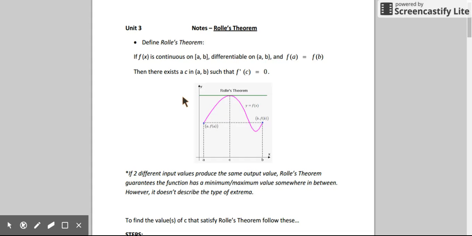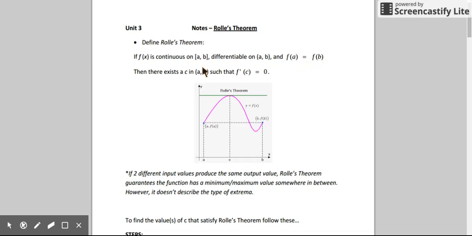More specifically, though, Rolle's theorem states that a function has to be continuous on a closed interval and differentiable on an open interval. That would just be the definition of an existence of a derivative. And if 2 inputs give us the same output, that's what this notation is saying. If I plug in a and I evaluate my function, that output must be the same as if I evaluated some different number b, plugged it into my function, and got the same output.